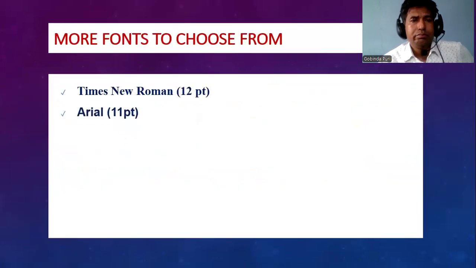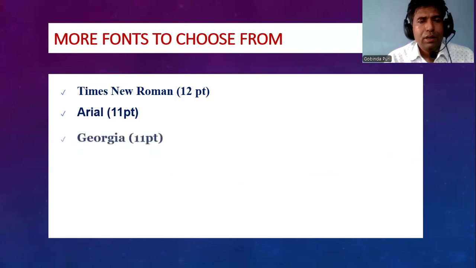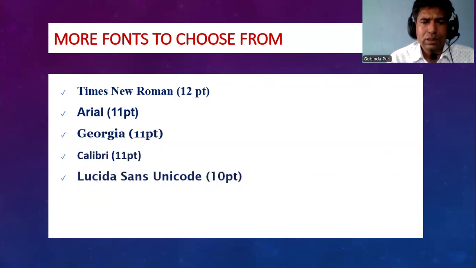Throughout the paper, you need to use Times New Roman 12 point font. If you are using Arial, 11 point. But normally in social science and education, we often use Times New Roman. If you are using Georgia, 11 point, Calibri, 11 point, or Lucida Sans Unicode, 10 point.